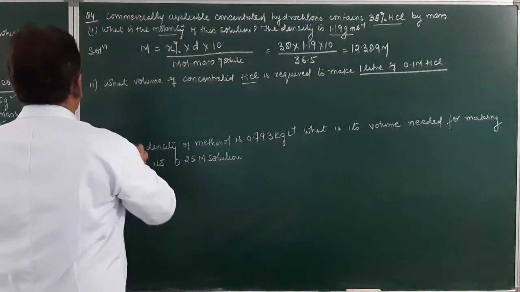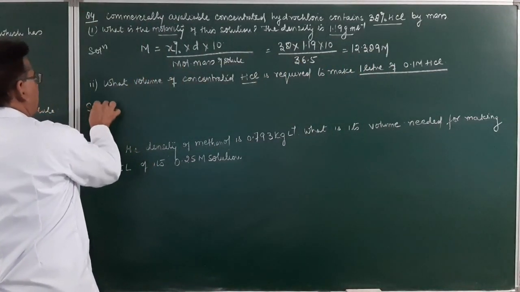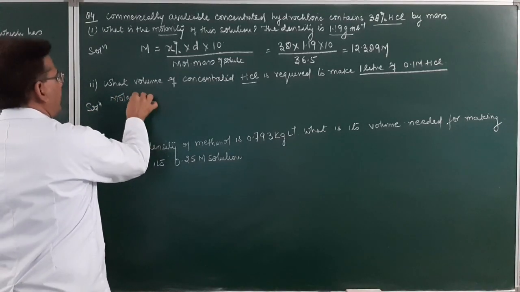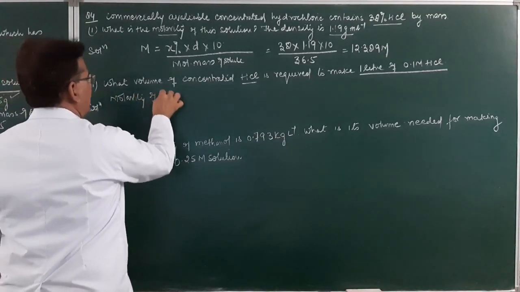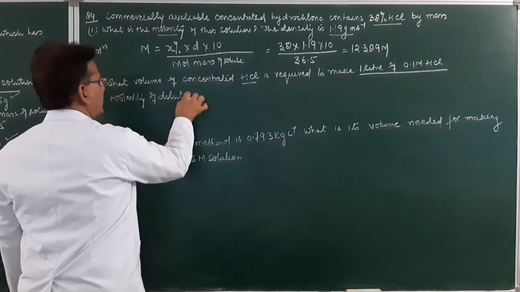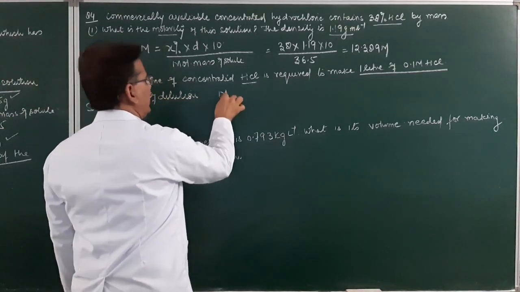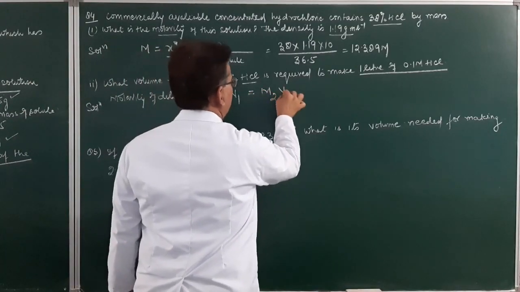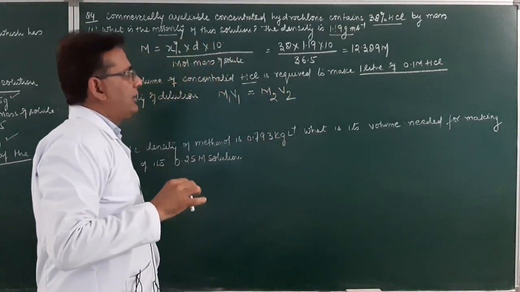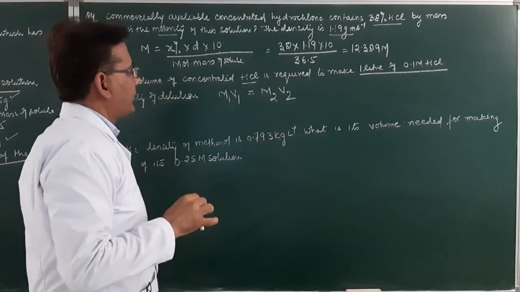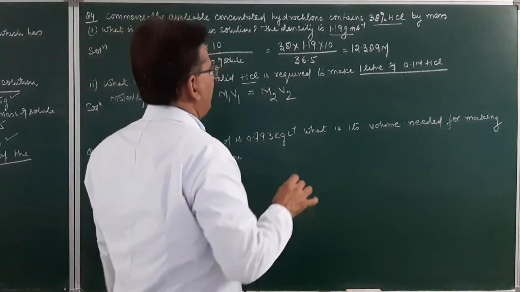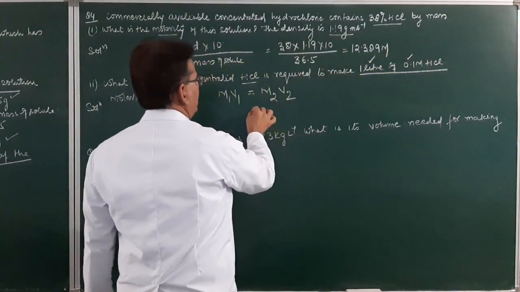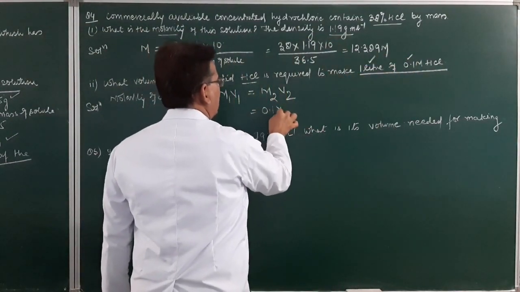Here, what formula do we apply? We will apply the molarity of dilution formula: M1 into V1 equals M2 into V2. If you have to prepare a certain molar solution, how will we prepare it? We have to prepare a 0.1 molar solution, which should be 1 liter. So M2 is 0.1, and 1 liter means 1000 ml.